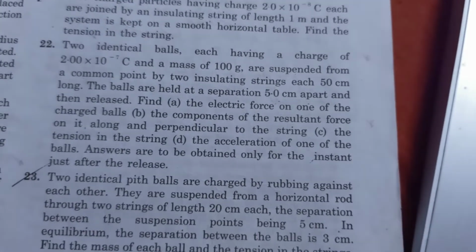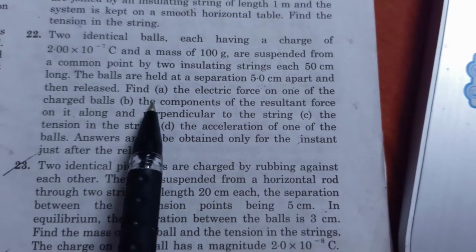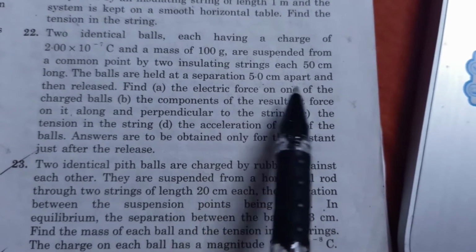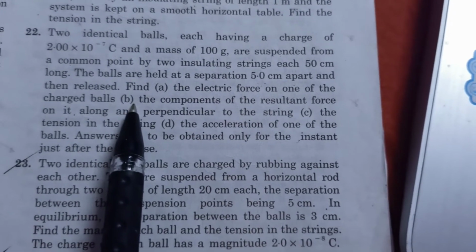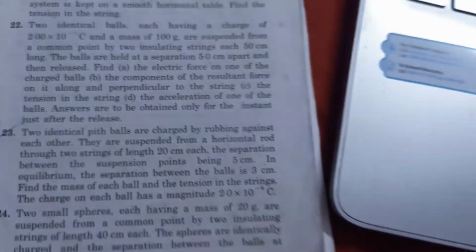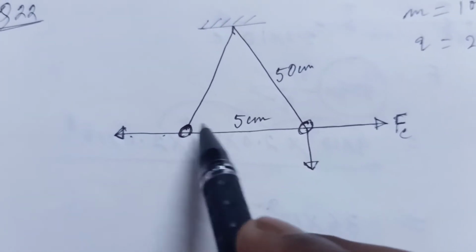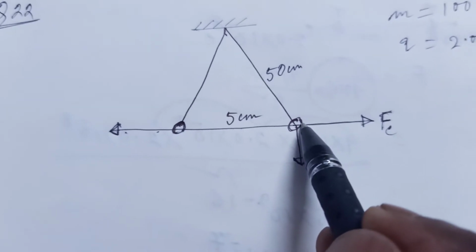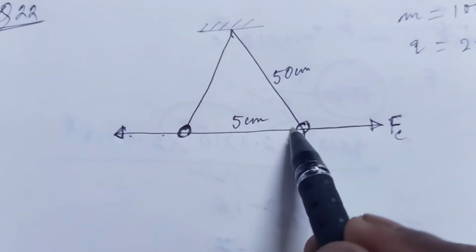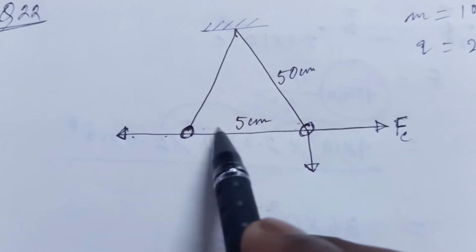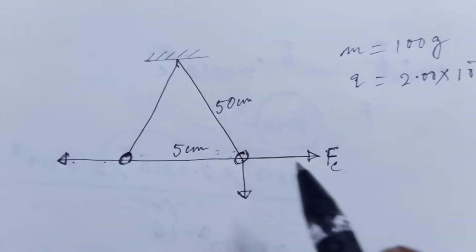Students, first of all, find the electric force on one of the charged balls. So first question: what is the repulsion force at that moment? When the separation is 5 centimeters, what is the repulsion force?